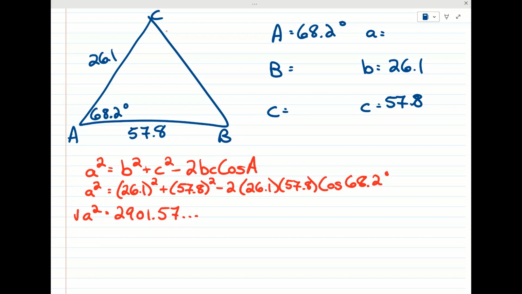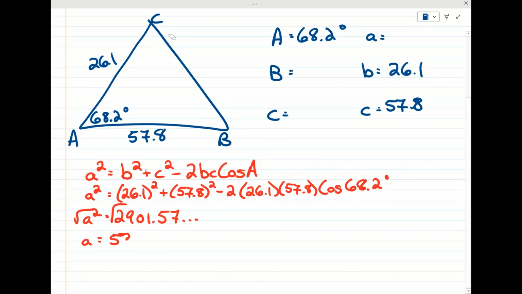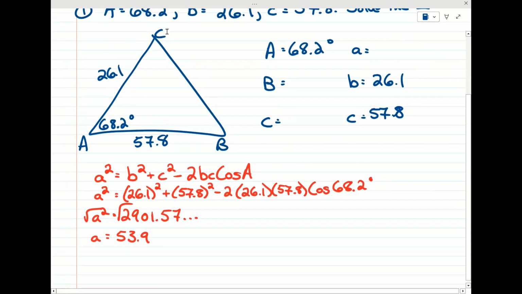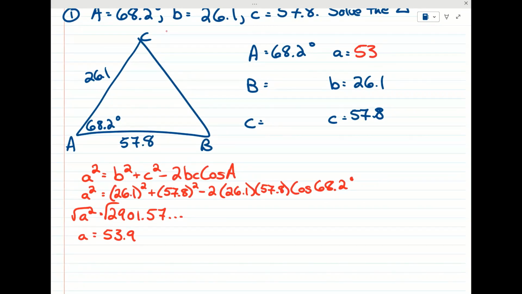So what we're going to do is take the square root of the previous answer. The way that you do this on the calculator I encourage you to get is you just hit second x squared. So it says square root. And then you hit the second negative button, and it should tell you 53.9. And that's what side A is, 53.9.